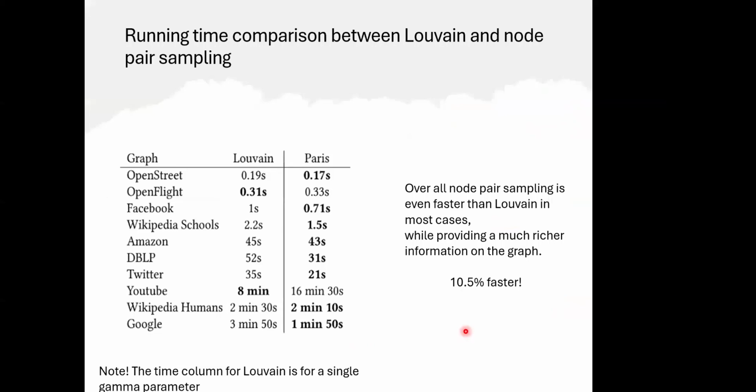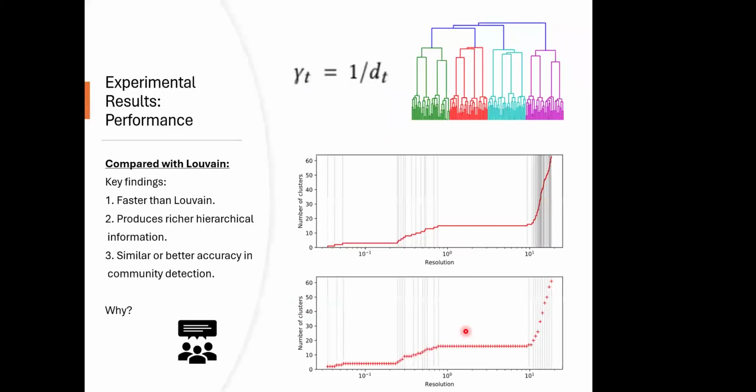Louvain is discrete and Paris is continuous, and that's why it's more efficient. A nice way to summarize it. Exactly. As Shira asked earlier, when you are in Louvain, you just have to guess the right gamma and hope for the best. And when you are in node pair sampling, you run it once and you can get any output you want.